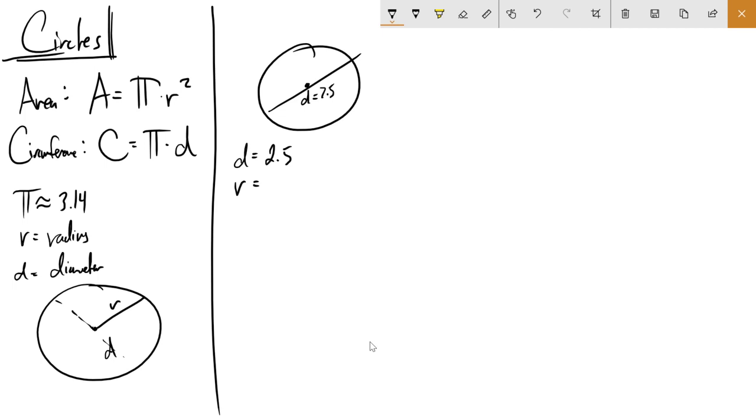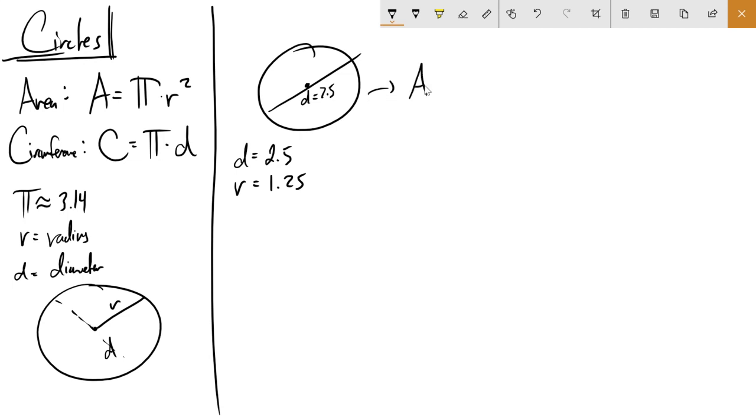Yeah, you've got to cut it in half. So if you know the diameter, you can always find the radius by cutting it in half, or vice versa. If I gave you the radius, you could just double it, and that would give you the diameter. And you need them both based on the formula. So I asked you to calculate the area and the circumference.